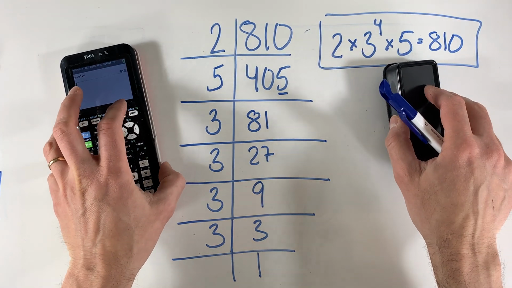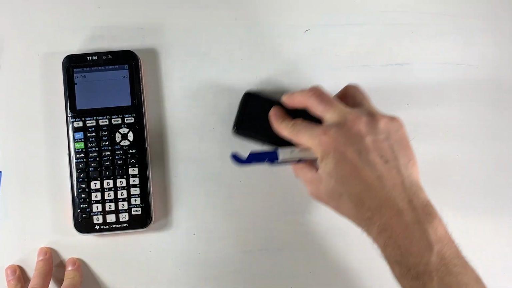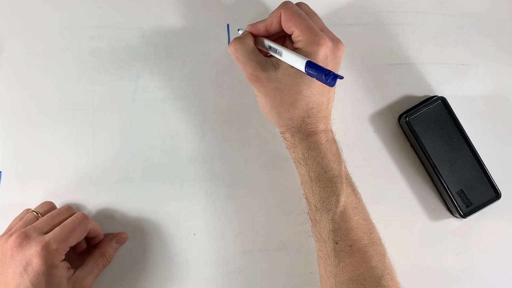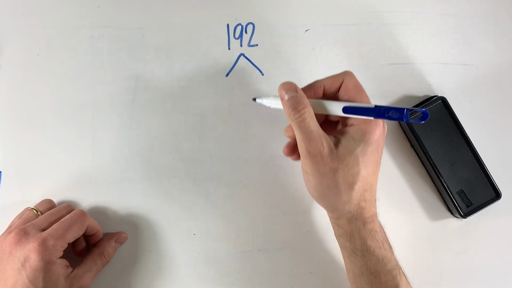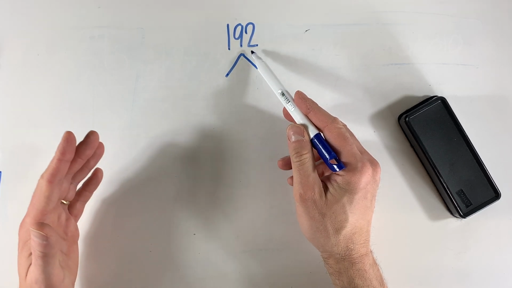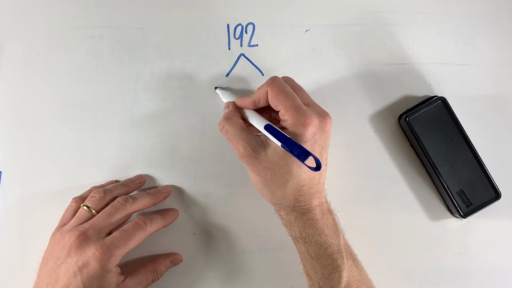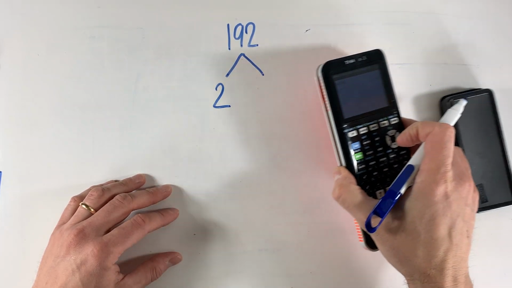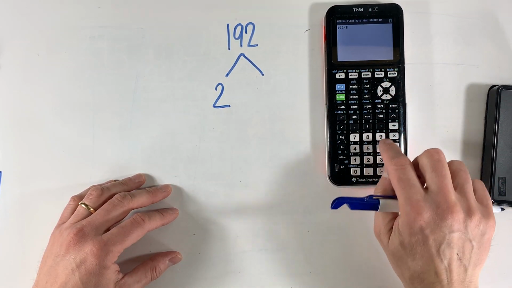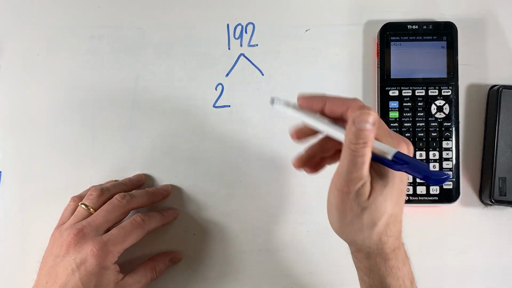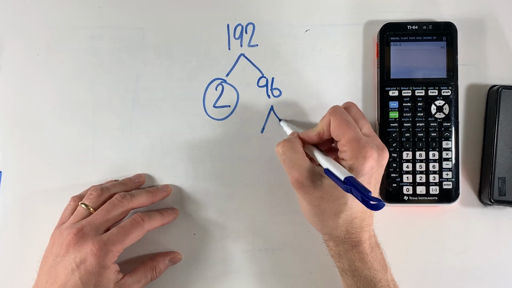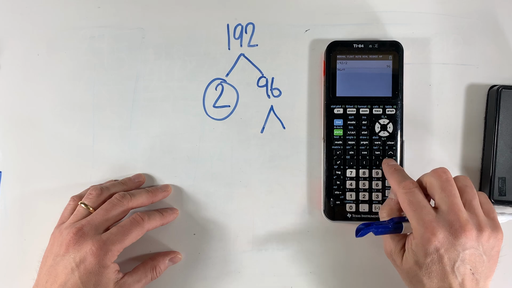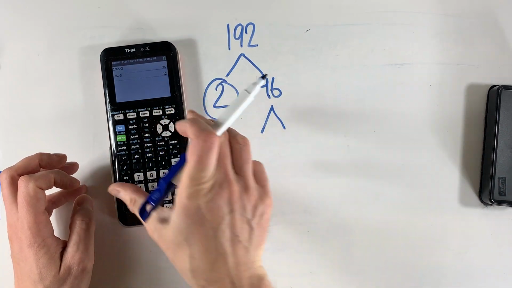The next number is 192, and we're going to be using the tree method here, just alternating back and forth between the two methods. 192 ends in a 2. It's an even number, which means it's divisible by 2. So we divide it by 2. 192 divided by 2 is 96. 2 is a prime factor. 96 will be divisible by 3. It's 32.